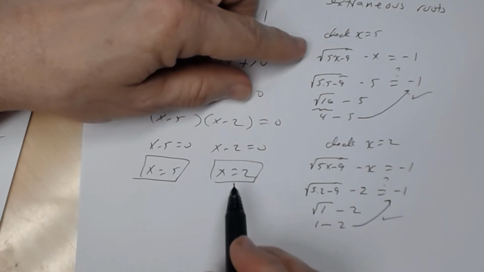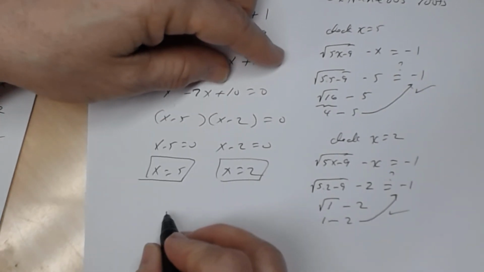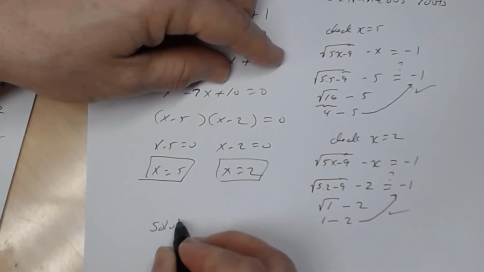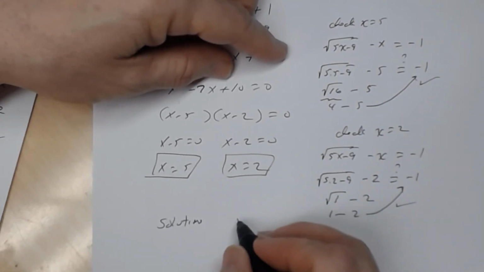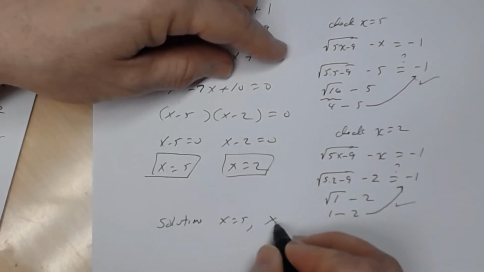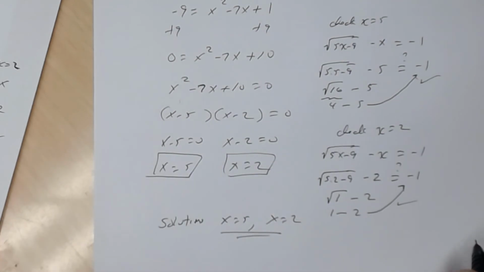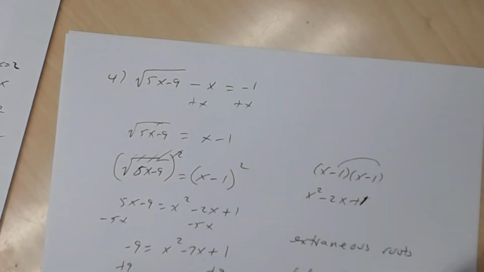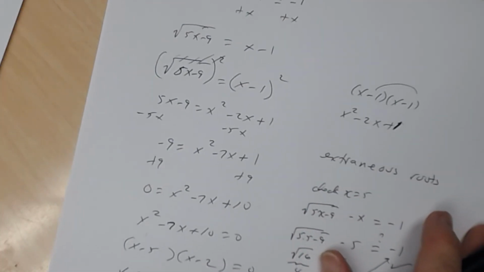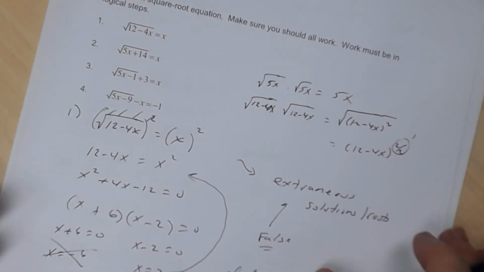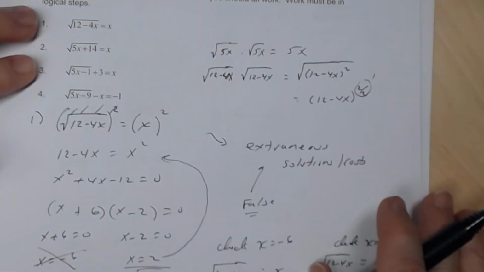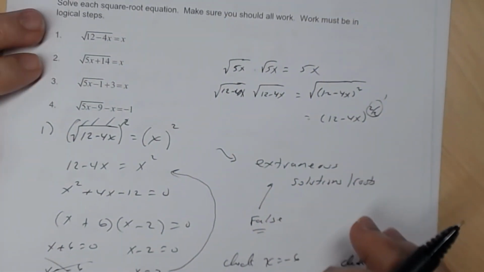So in this case, both are solutions. So your solutions are x equal 5 and x equal 2. So those are your two solutions. So they both work in the original problem. Okay, so that should be enough practice for this type of square root equations.